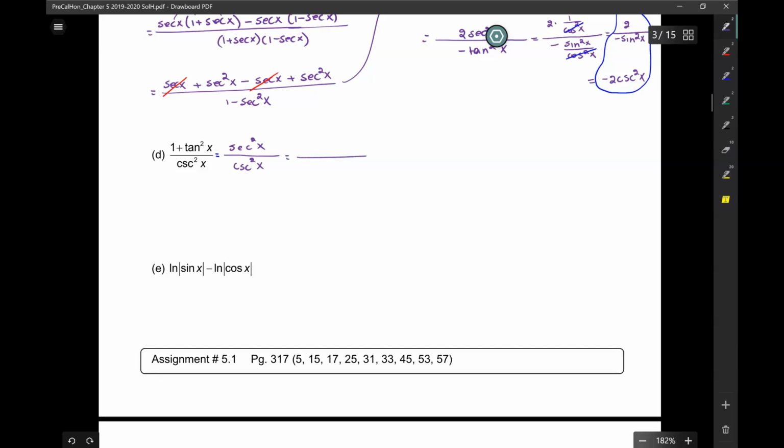So again, in the numerator, I have 1 over cosine squared x. Remember, we always have to simplify things so that they're in terms of simplified sines and cosines only. In the denominator, cosecant squared x is 1 over sine squared x. So this is 1 over cosine squared x times the reciprocal, sine squared x over 1. Together, that's either sine squared x over cosine squared x or tangent squared x. Again, both of these are acceptable.